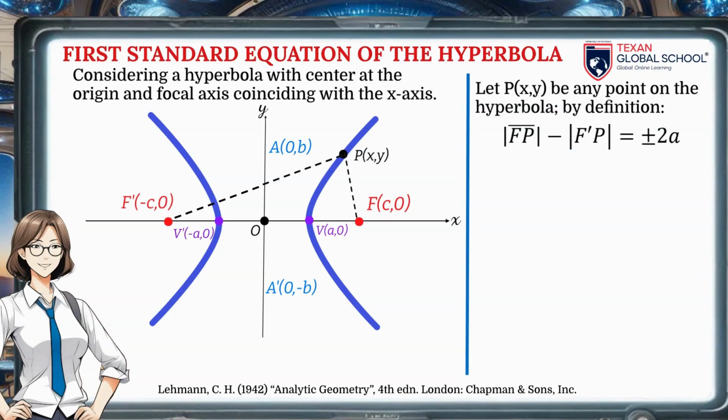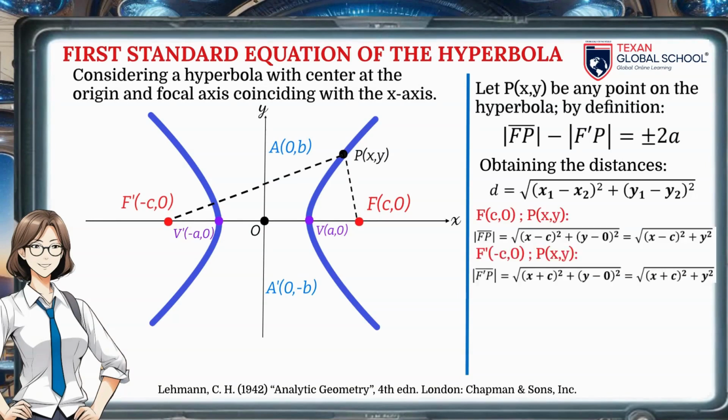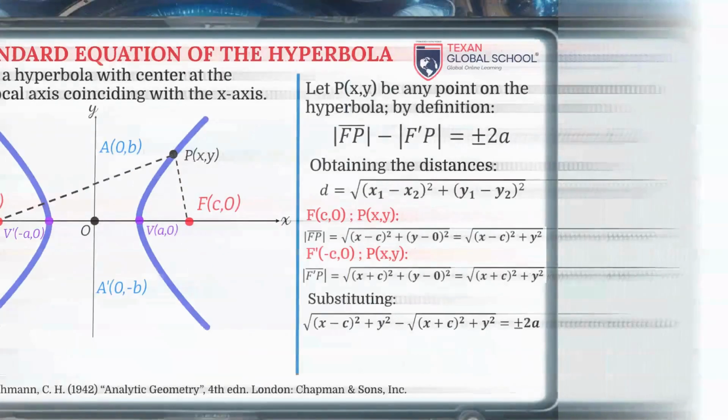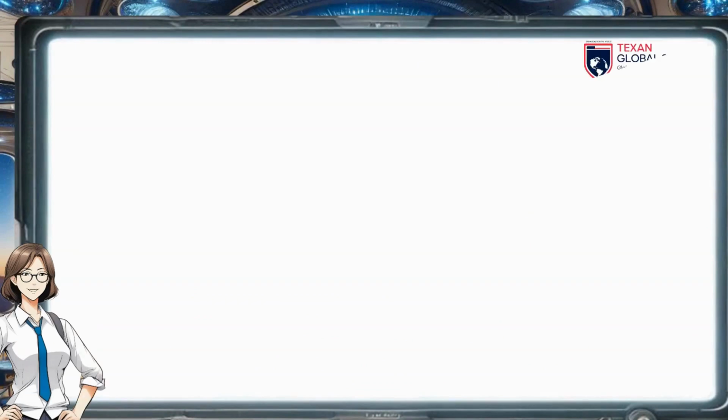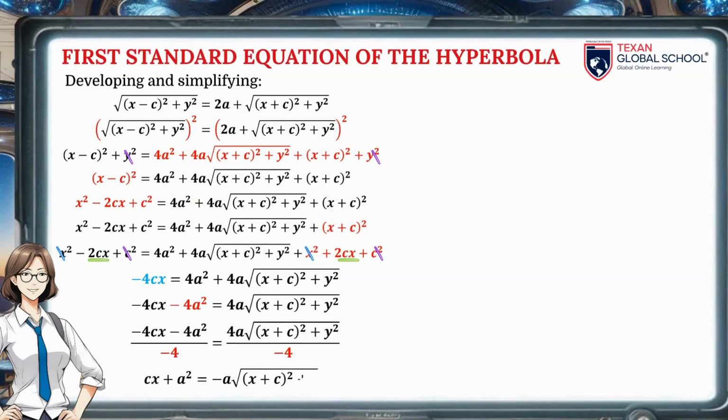By obtaining the distances between the foci and the defined point and substituting into this equation, results the square root of (x minus c) squared plus y squared minus the square root of (x plus c) squared plus y squared equals 2a. Following the same process as in the previous ellipse class, we obtain the relationship of b squared equal to c squared minus a squared.